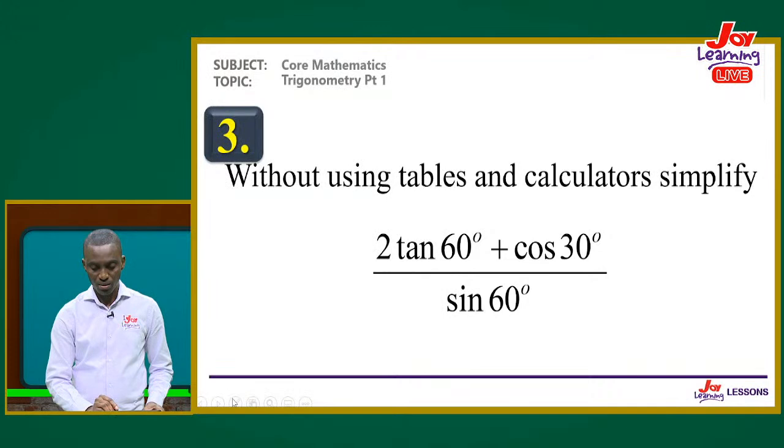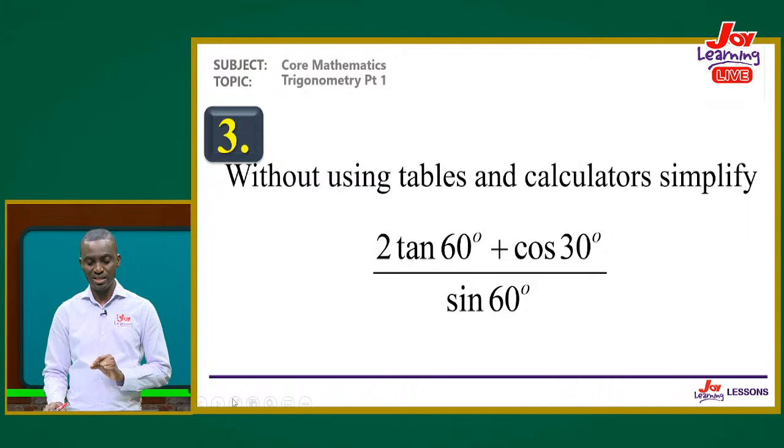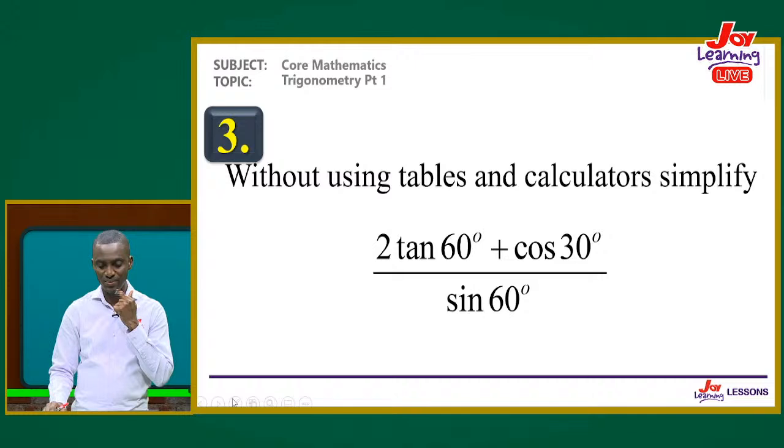Again, without using tables and calculators, I want you to solve this question. And this time around, I'm going to open the phone lines for you to bring in your answers to the following questions I'm going to let you go through. So we have, without using tables and calculators, find 2 times tan 60 degrees plus cos 30 degrees over sine 60. You can avoid your calculator and try solving it. And let's see the answer you will get.